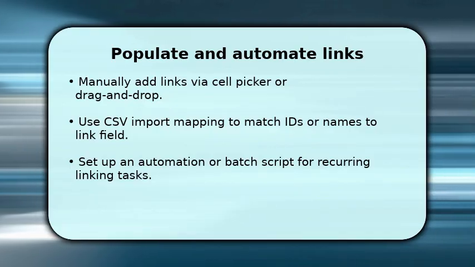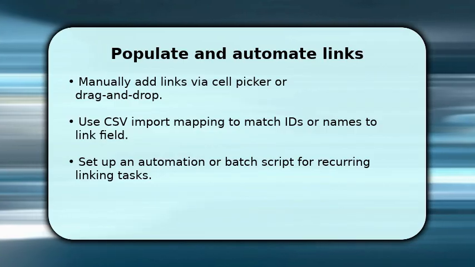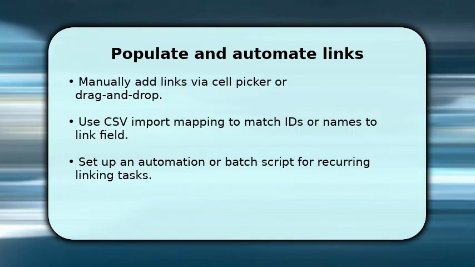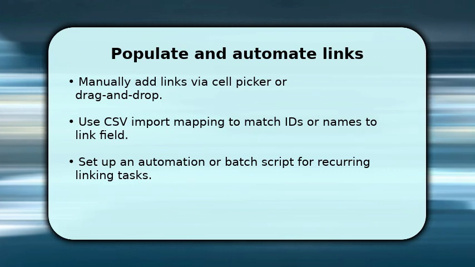For bulk work, import a CSV with record ID or matching names and map that column to the link field. This maintains relationships reliably. If linking repeats, set an automation that runs when records meet conditions, or use a script action to batch link by ID, which saves time and prevents human error.